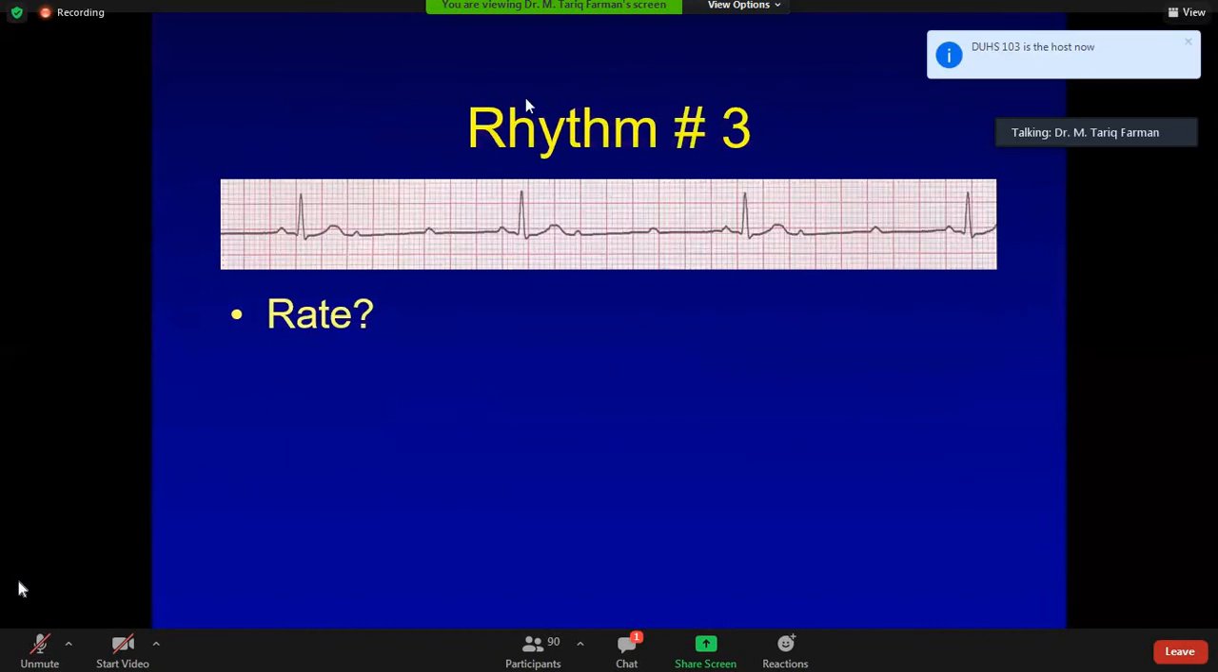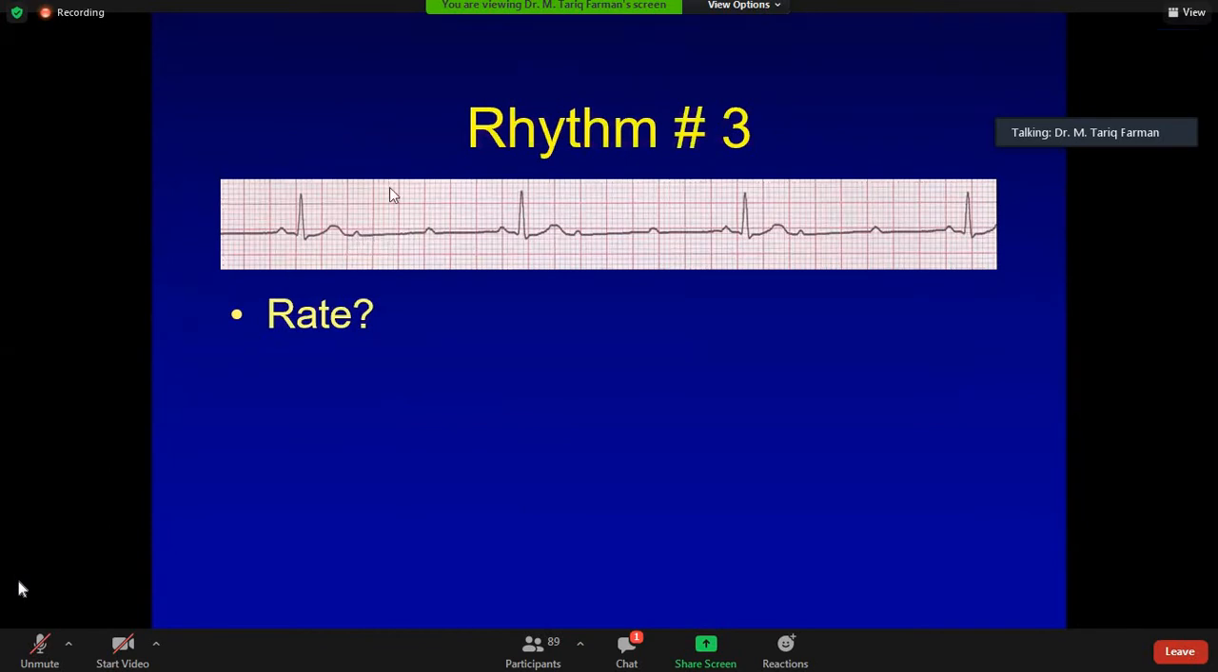Now there is rhythm 3. P wave, QRS complex, P wave, and then there is another P wave, no QRS complex. Then again, P wave, no QRS complex. P wave, QRS complex, P wave, no QRS complex. P waves are there, but no QRS complex. So among the three, only one is going to conduct, and two beats fail to conduct into the ventricle, right? So what is this? And how can you count the rate over the ECG paper?